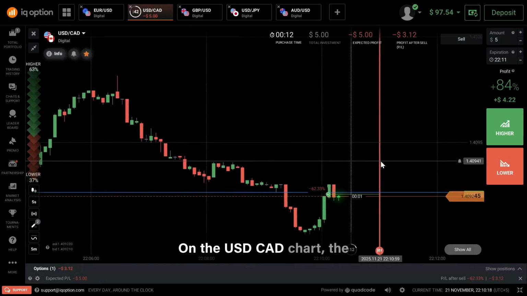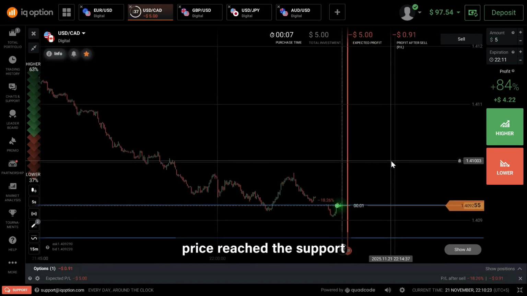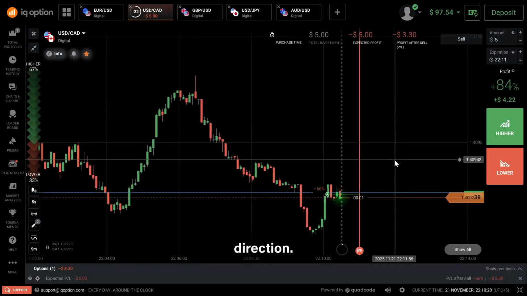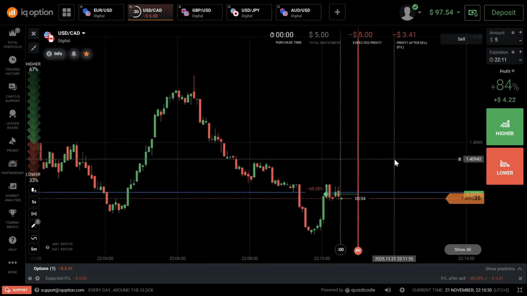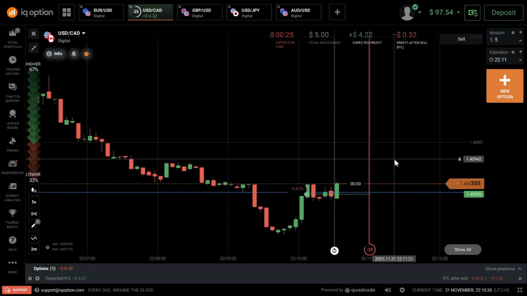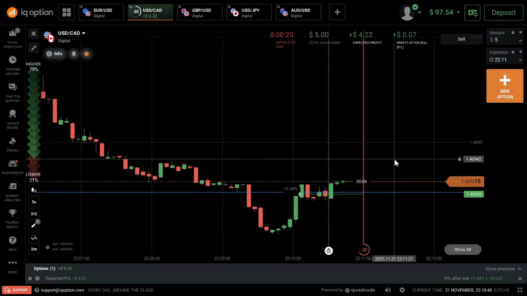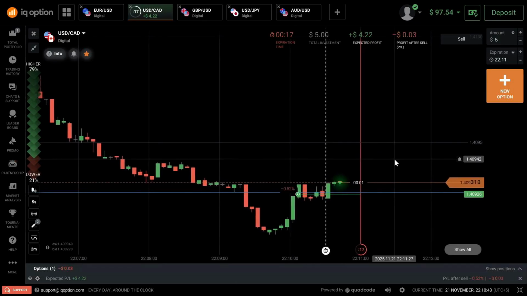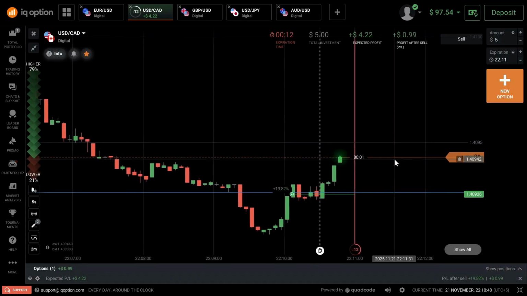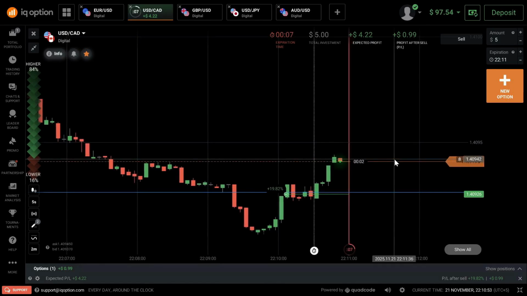On the USD/CAD chart, the price reached the support zone. We had already placed our trade in the upside direction. I will explain the trade once it's over.